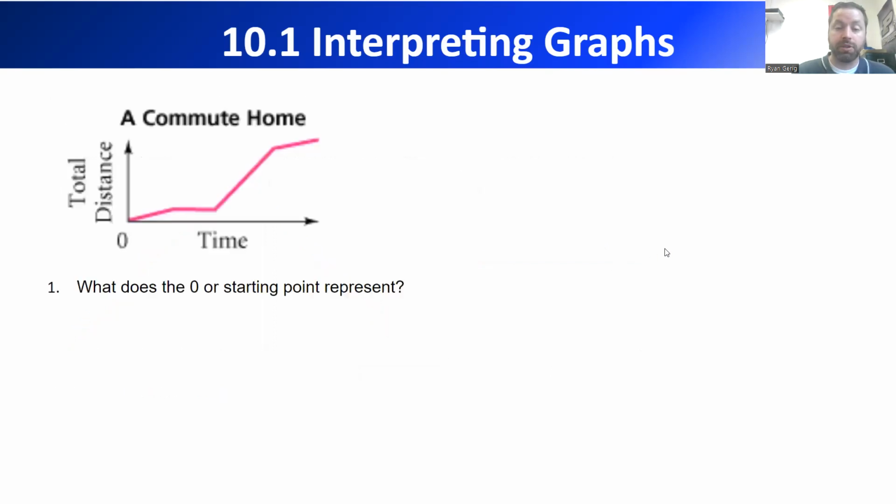Okay, so we're going to take one more example here, and we're going to look at this person's commute home. So you've got total distance and time as your 2 labels. What does the 0 or starting point represent in this problem? Well, 0 time has passed and 0 distance traveled from the start, wherever that starting point might be. We don't know where it is, but the starting point, I'm assuming probably work since it's a commute home. So 0 time has passed and no distance has been covered.